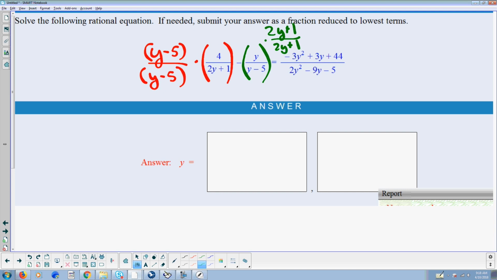Okay, so now it's time to do the grunt work. On the first set of fractions here in the red, we're going to take the 4, the numerator, and distribute it to our y minus 5. So that gives me 4y minus 20 over, I am not going to multiply out the denominator at this point. 2y plus 1 times y minus 5.